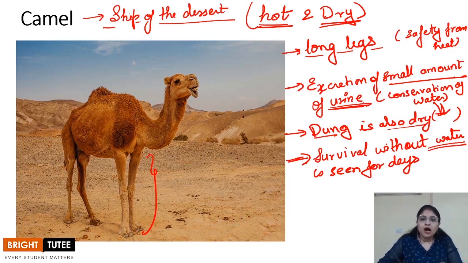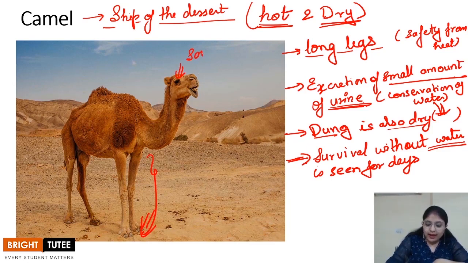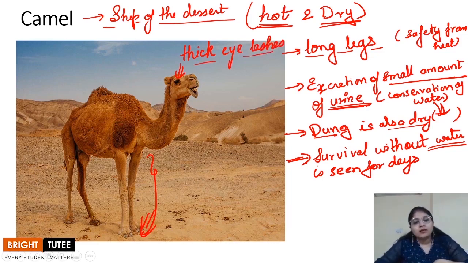The camel's hooves are such that they allow it to move easily in the desert sand. Also, the eyelashes of the camel are quite thick, right? This helps during a sandstorm. These thick eyelashes do not allow the sand to enter the eyes, especially during sandstorms. So these are certain features which make the camel a very successful animal of the desert.